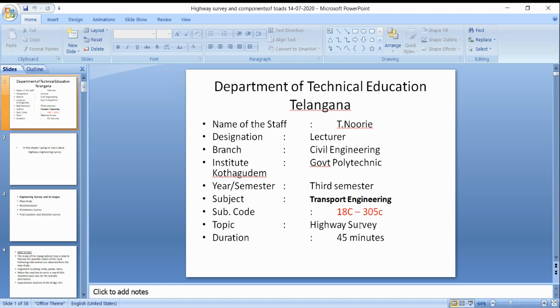The obligatory points which we avoid are religious places like temples and churches, very costly structures, and graveyards. We should deviate around those structures. So only then can the alignment get deviated from the straight line.